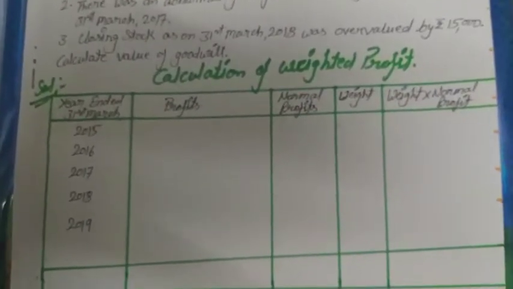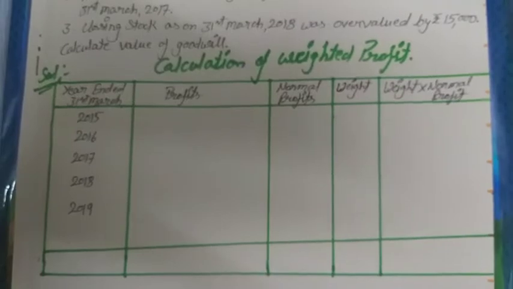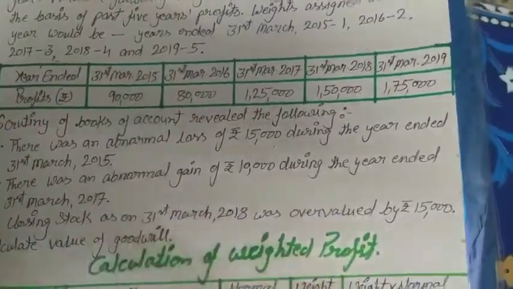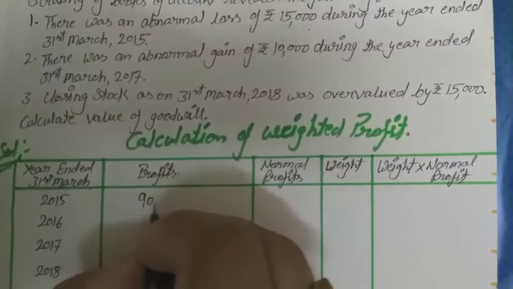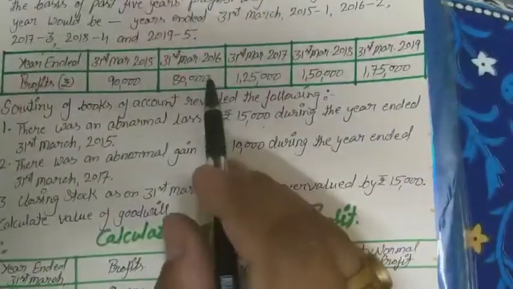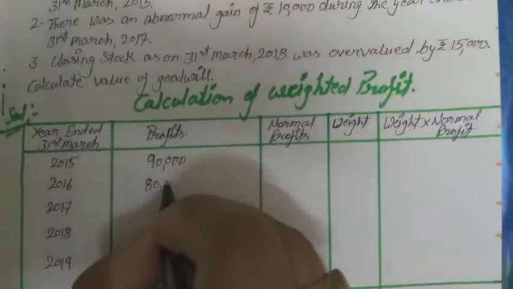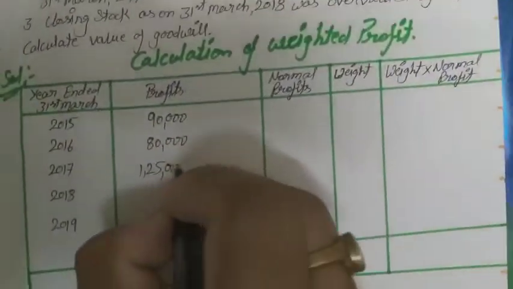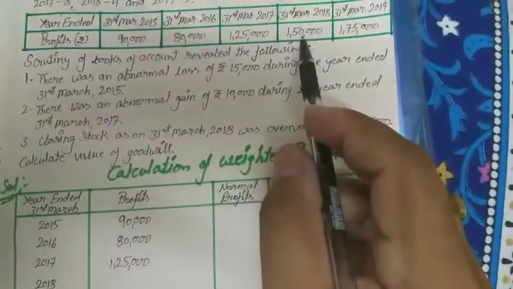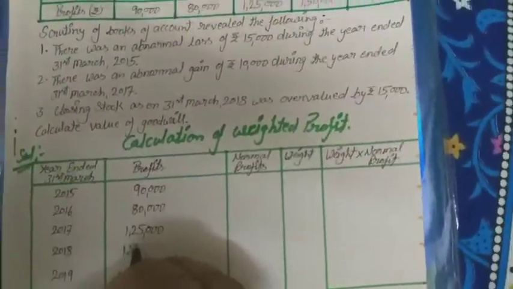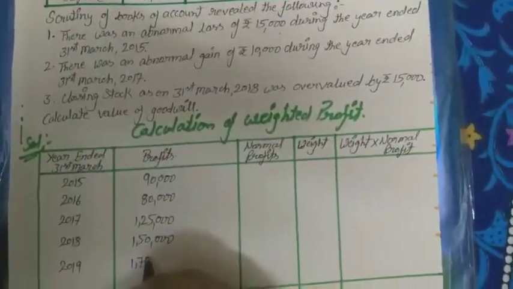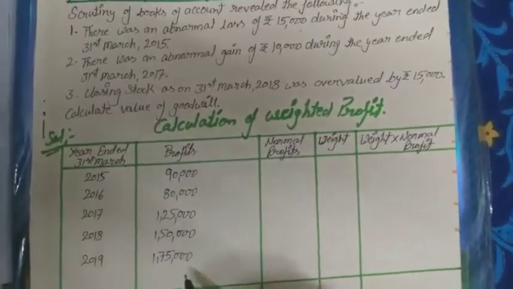Student, this is the format by which we will calculate the weighted profit. So here the years 2015, 16, 17, 18 and 19. These profits we have to write. For 2015 there is 90,000 profit, for 2016 80,000 profit, then 1,25,000, then 1,50,000, and then 1,75,000. Now we will do the adjustments with this profit.